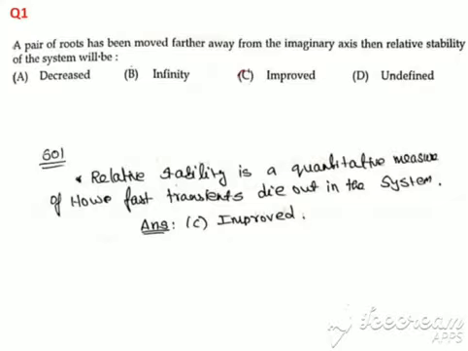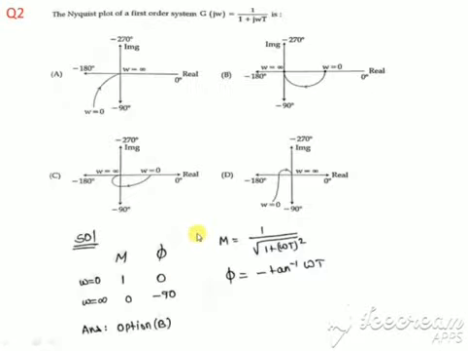First question: if a pair of roots has been moved further away from the imaginary axis, then the relative stability of the system will be A, decreased, B, infinity, C, improved, and D, undefined. Solution: relative stability is a quantitative measure of how fast transients die out in the system. From that we can identify that the relative stability is improved. The option is option C.